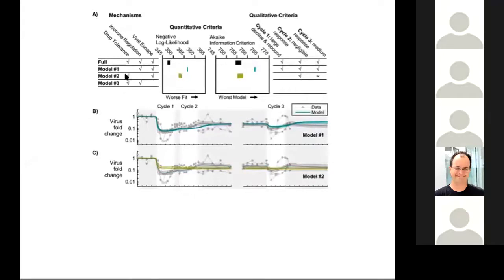If we take out immune regulation in model number 2, you can see that we can essentially just fit a flat line here. So we're really not able to match any of the qualitative criteria. And so this suggests that a model without immune regulation is not really able to reproduce key features of the data. That suggests that this immune regulatory mechanism is necessary to be able to capture the dynamics.